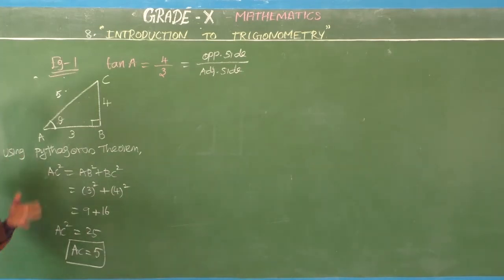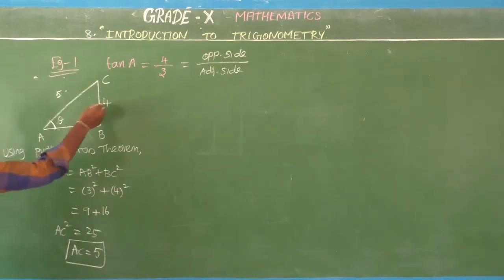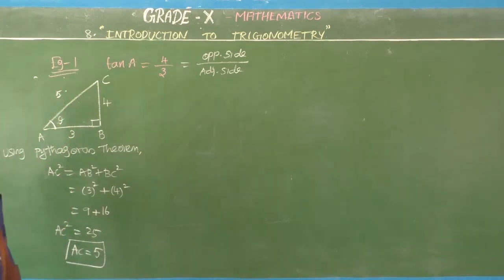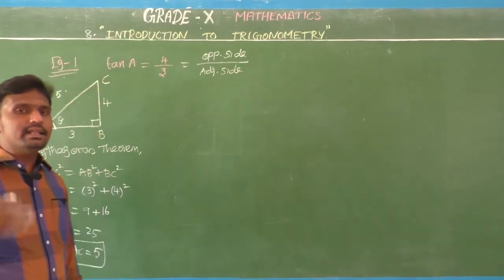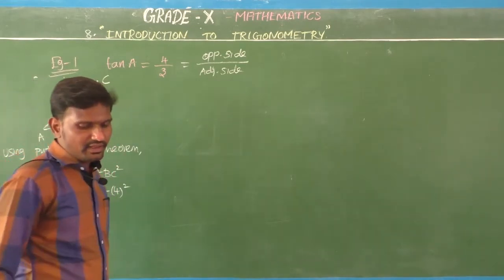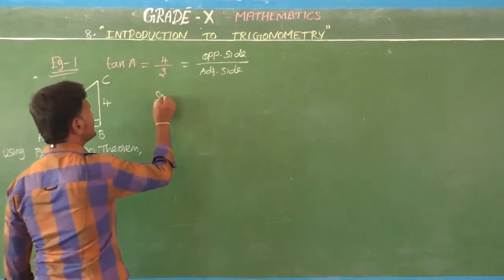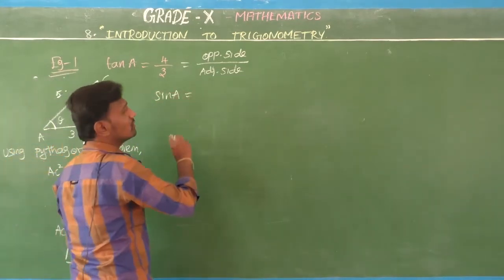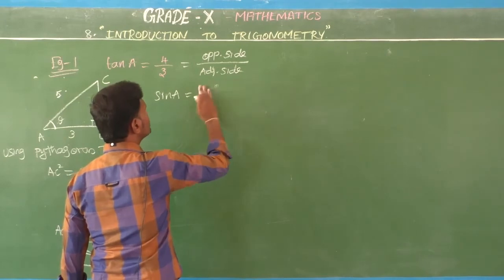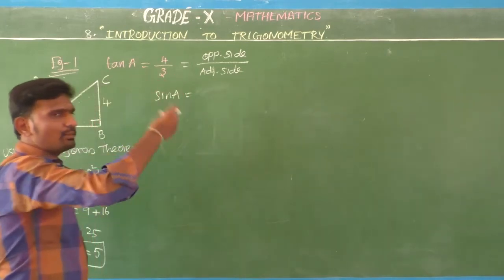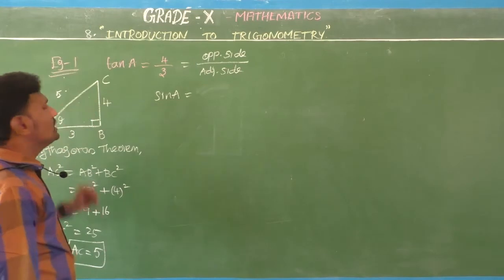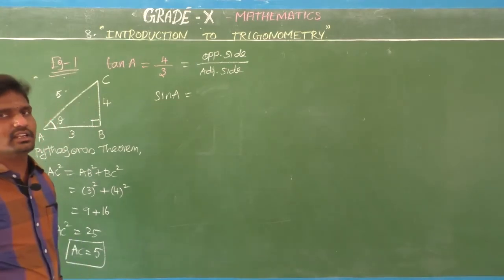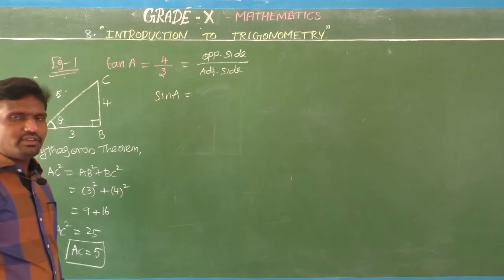Already I told you the hypotenuse is the longest side of a right angled triangle. The remaining two sides are less than the hypotenuse only, yes. So we got the three sides. Now we are finding the other trigonometric ratios. First, sin A is equal to the opposite side by the hypotenuse, or otherwise you can use the letters AB, BC, AC like that. That is your wish, students, whichever you like.